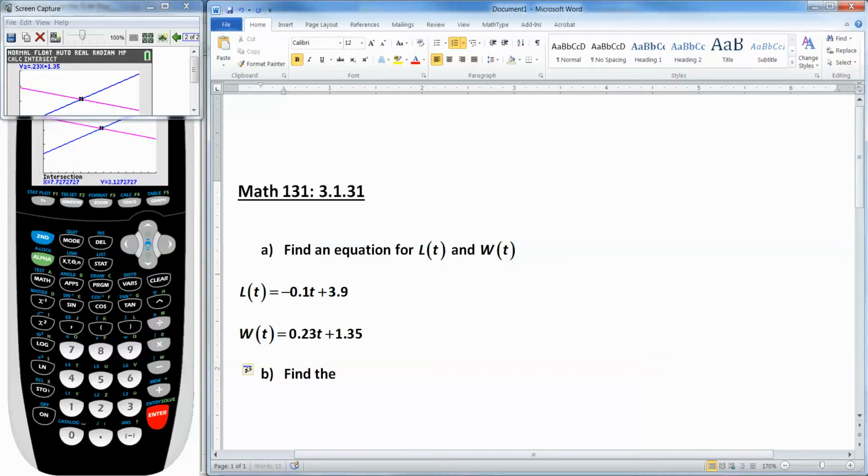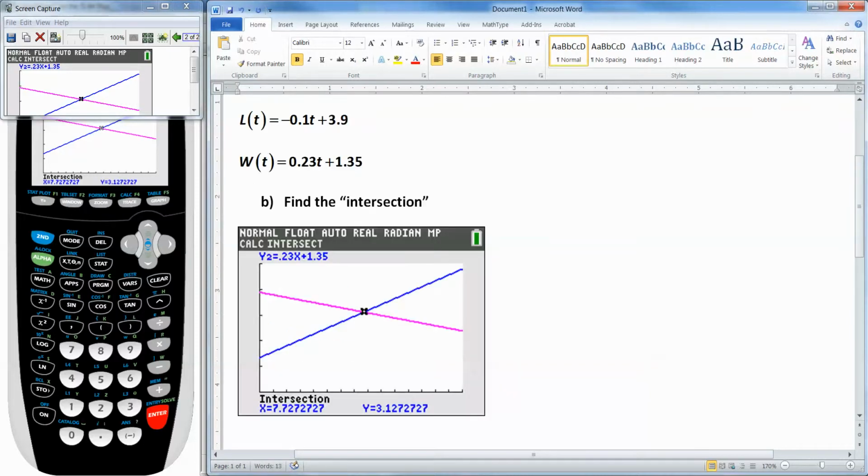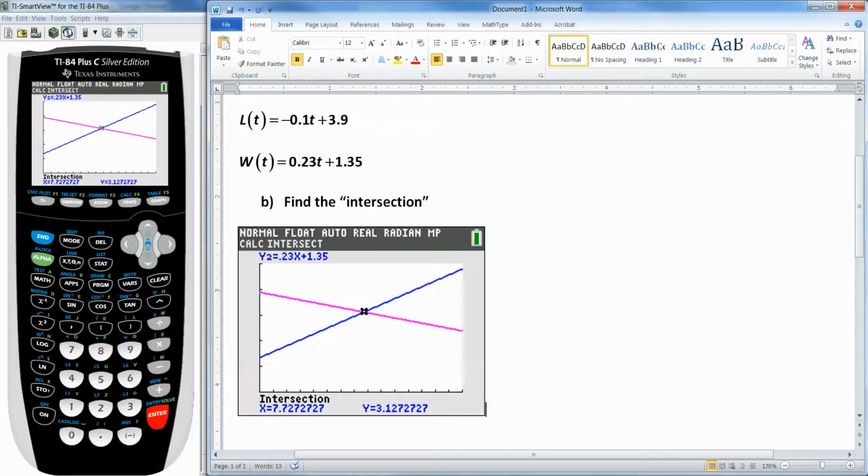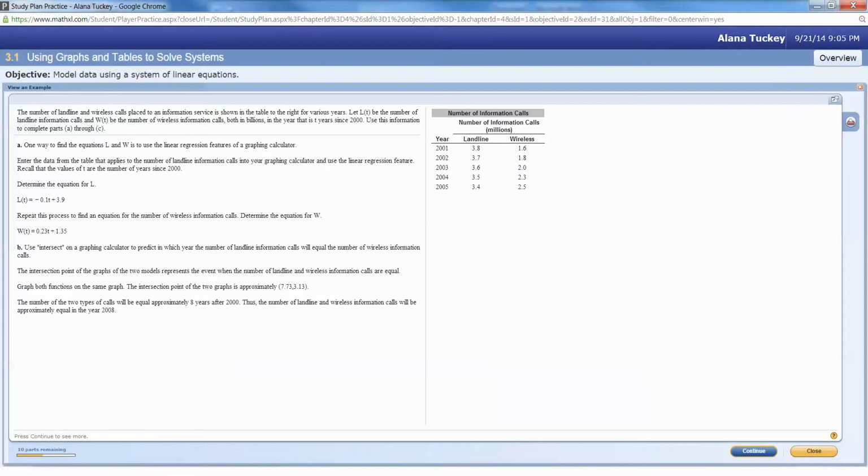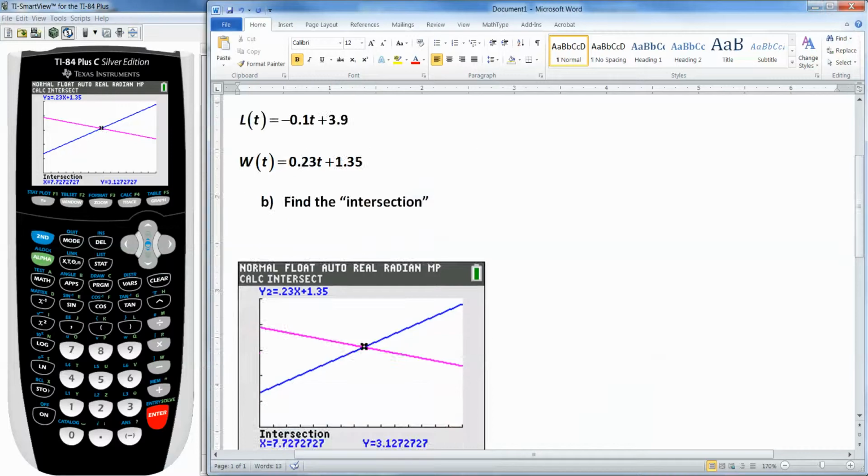So find the intersection. All right. To show your work, of course, you copy a picture down of what it looked like on your paper, right? So you make a picture just like this to show work. All right, what else do they want to know? Do they want to know what it means? Yeah, find the intersection and find when the number of calls will be the same. All right, so let's say that.